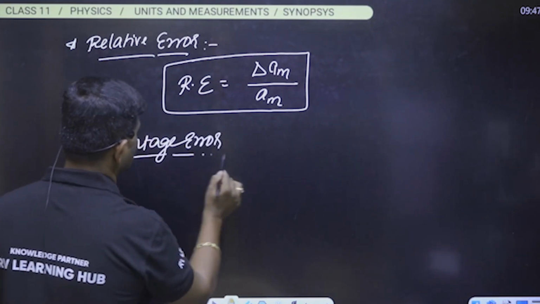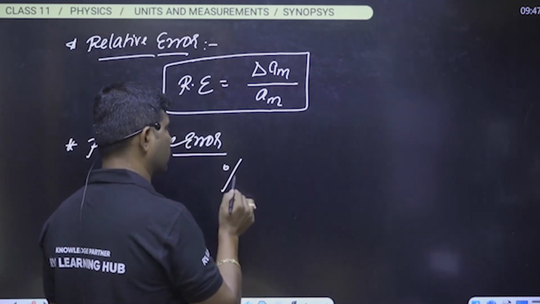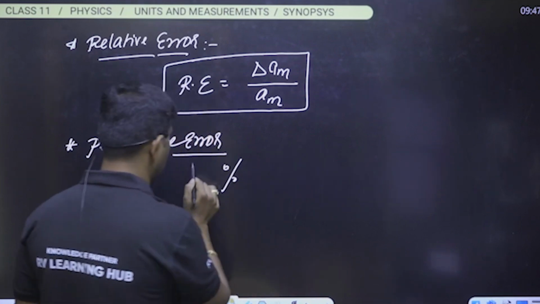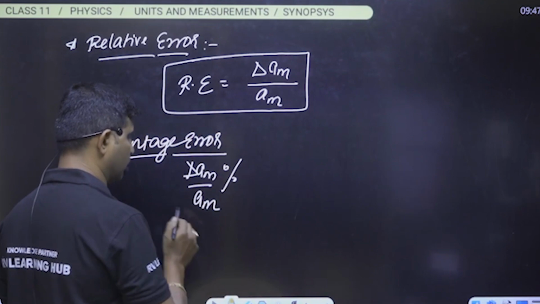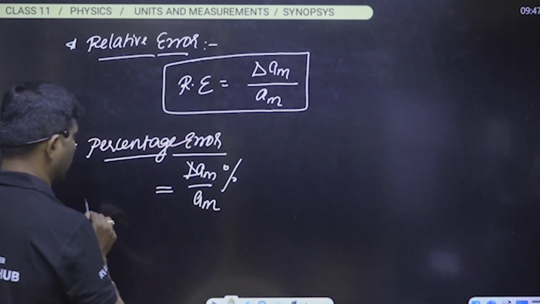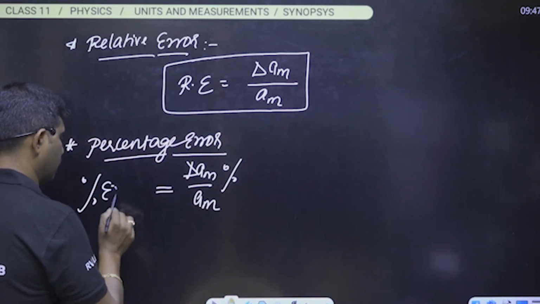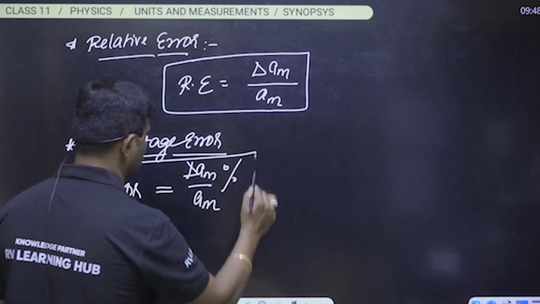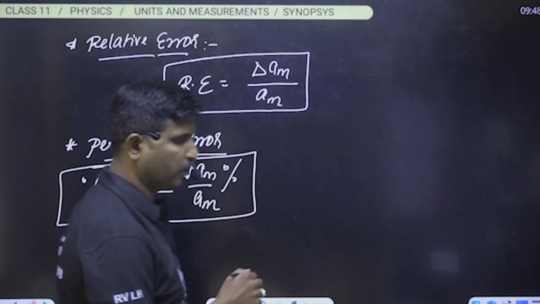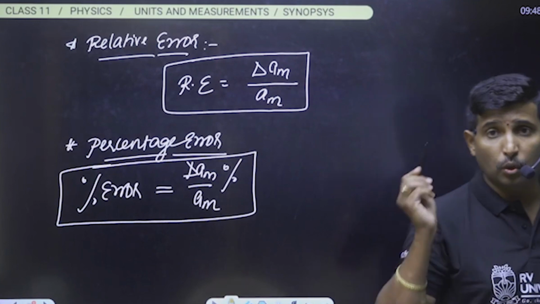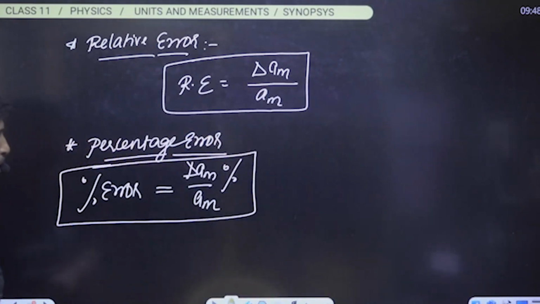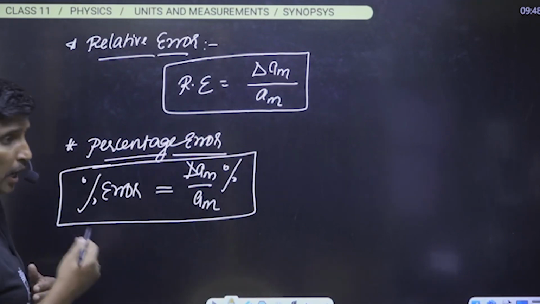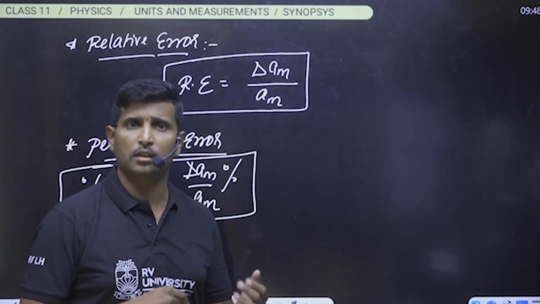Later we can understand what is the percentage error. So what is the percentage error? The relative error expressed in percentage is called the percentage error. These are very, very important basic formulas. You have to learn and practice them, then only we can solve the problems, analyze the questions and solve them.